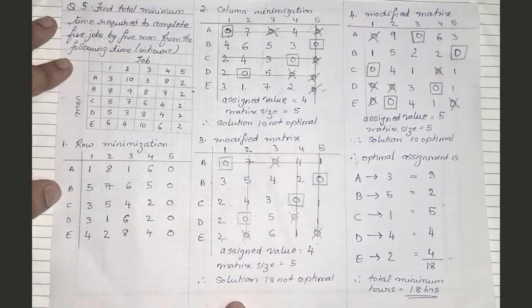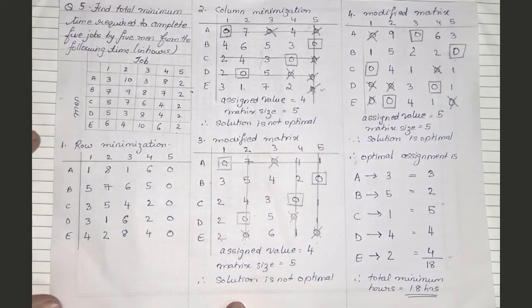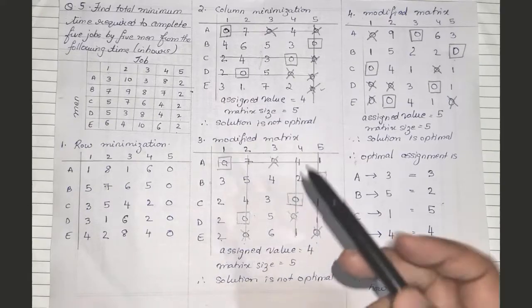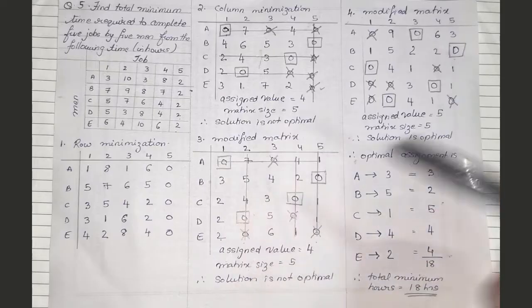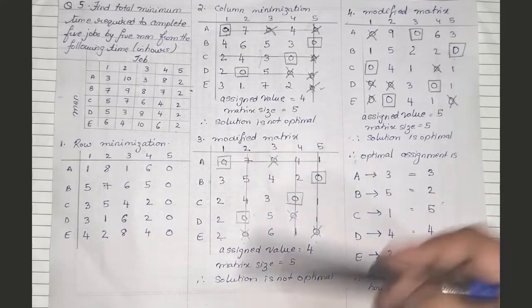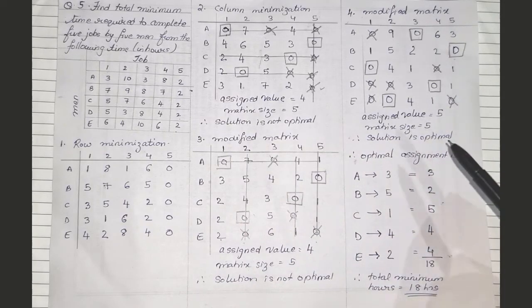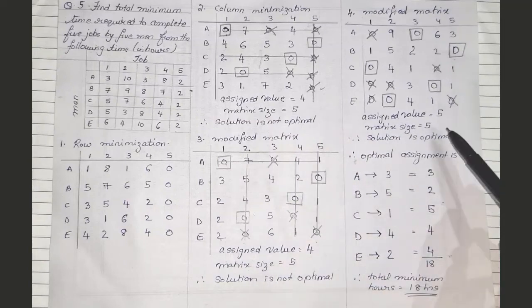Okay, so with this we were able to solve one of the most advanced sums under minimization problem under the subject operations research. The chapter name was assignment model. This was the first sum in which we were not able to get the optimal solution in the column as well as in the first modified matrix. So we had to make another modified matrix, repeat the same steps, but we have to do it in order to get the optimal solution.